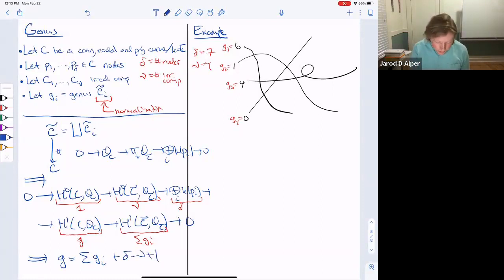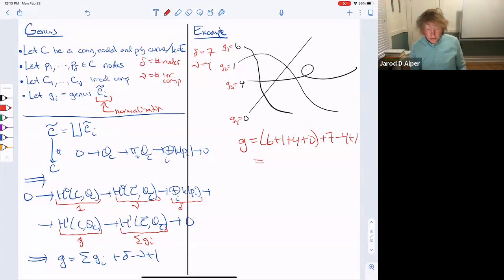And so in this example on the right-hand side, if we compute the genus, we take the sum of the components, 6 plus 1 plus 4 plus 0, and then I'm adding in delta, subtracting mu, and then adding a 1. And this is 7, 11, plus 4, 15.